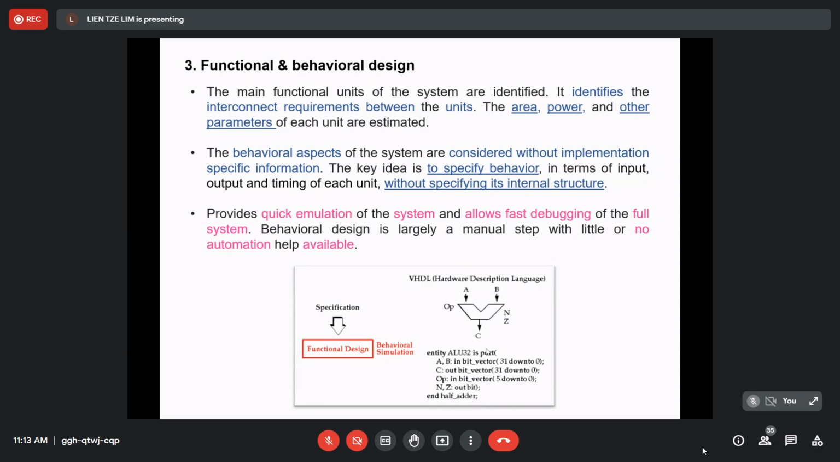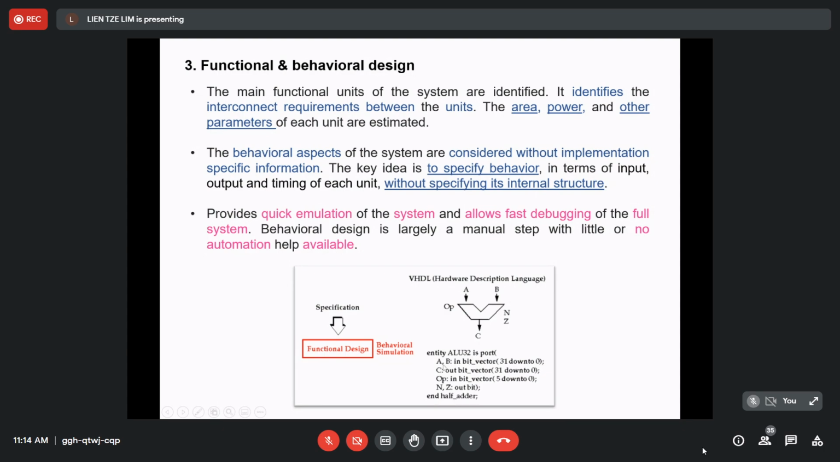Okay, in behavioral design, we can write the functionality of the IC in a behavioral way, meaning the behavior of this IC, and how it is designed to perform specific operations. So as you see in this figure, if we want to write the behavior of the circuit in the IC, we can write it in this way.